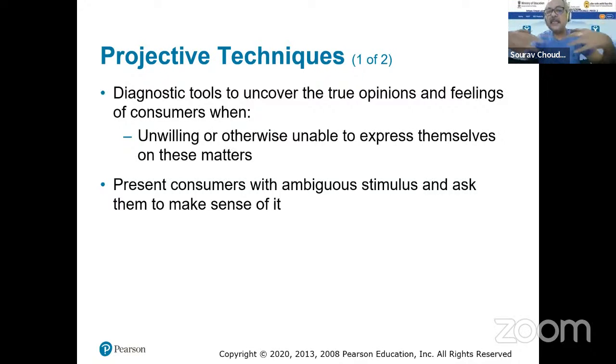So then you can see that this brand's association is: when somebody sees this brand, he's happy. When somebody sees this brand, he's angry. Somebody sees this brand, he feels sad. Somebody sees this brand, he feels emotional. Correct. So these are all projective techniques.